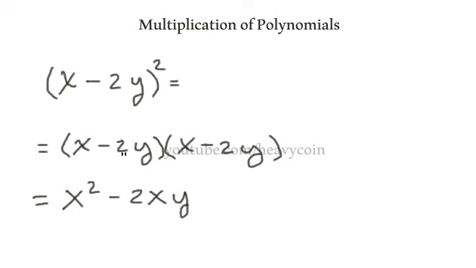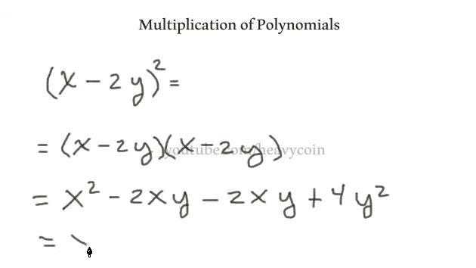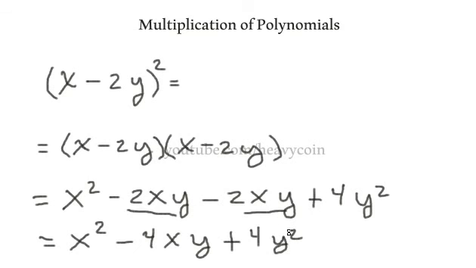And now let's go to the second one. So minus 2y times x minus 2, and I'm going to write it like this, and then minus 2y times minus 2y is a plus because we have a minus and a minus, right? And then that becomes 4y squared because we have y times y. Now we can simplify this down to x squared. We have like terms here, so minus 4xy plus 4y squared.